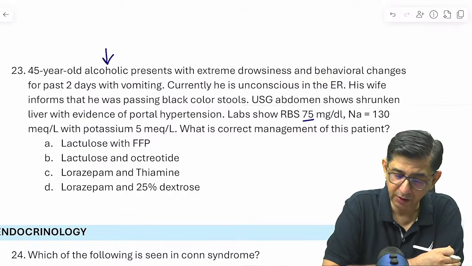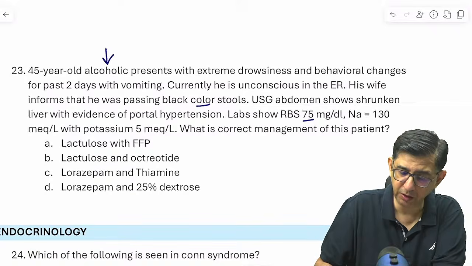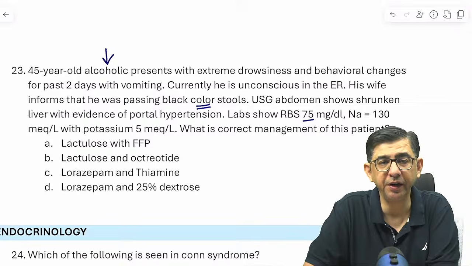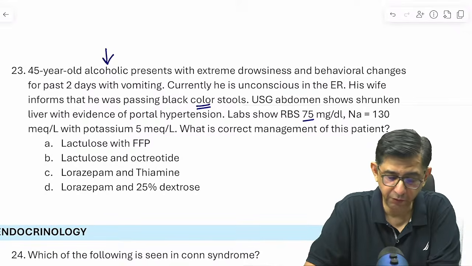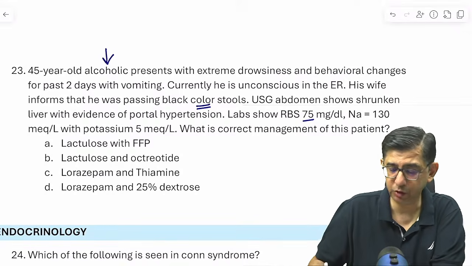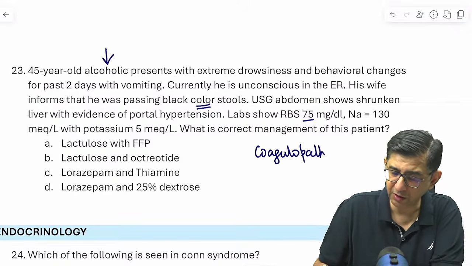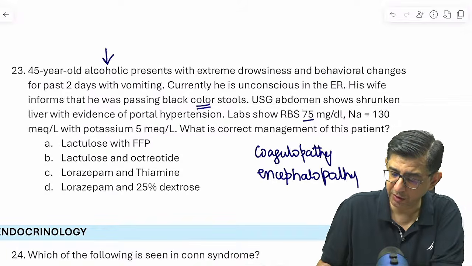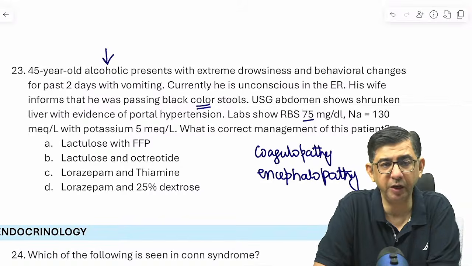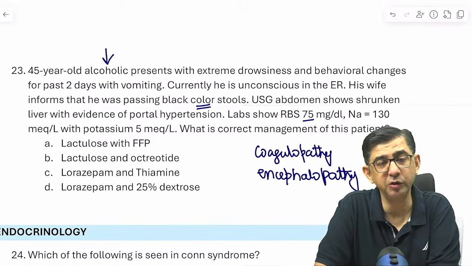A lot of guys have missed the fact that he's passing black color stool. That means he could be bleeding inside. Any alcoholic who is having black color stool, that means the guy is having a coagulopathy. And the reason why he's having unconsciousness is because of encephalopathy. So this is not a question of Wernicke's encephalopathy, and thereby the initial aspect of lorazepam, thiamine, and all those things are not valid for this patient, sir.